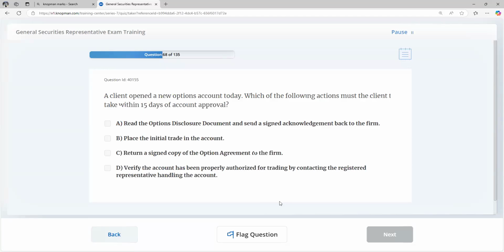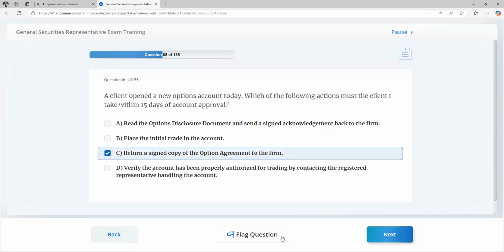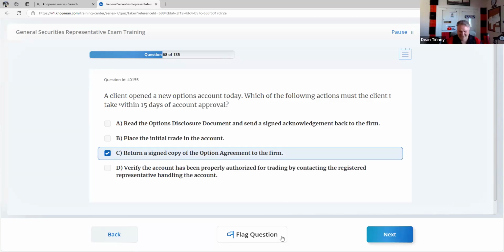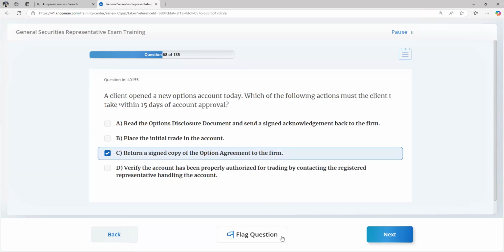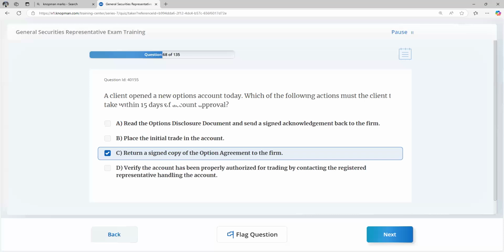Is it C? Right on. Okay, thank God. What if it is late? Then they can't trade, right? All they can do is closing transactions, yeah, closing purchase transactions.